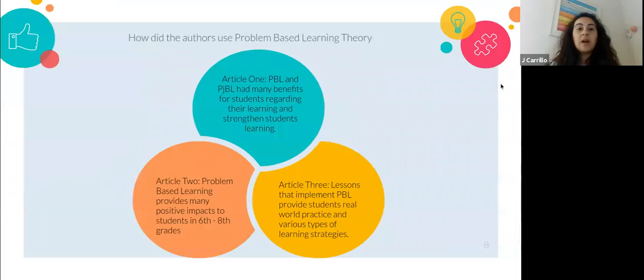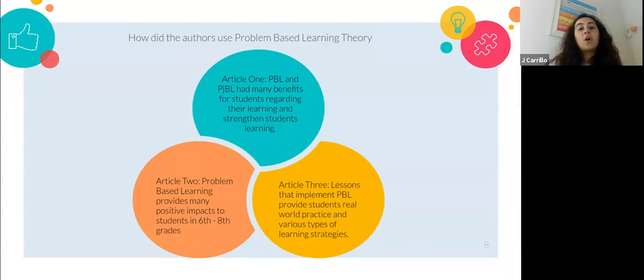So, how did the authors use problem-based learning theory? In the first article about problem-based learning and project-based learning, they found that there were many benefits for students regarding their learning and strengths in students' learning. So when looking at the end of it, they noticed that both of these inquiry methods had students kind of skyrocket in their participation as well as their understanding of the material.